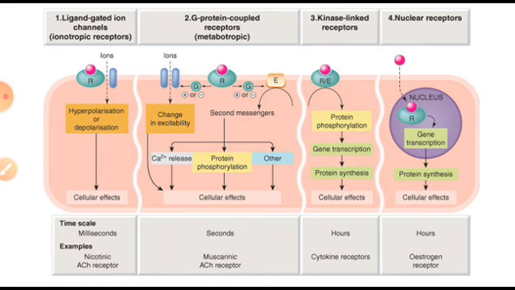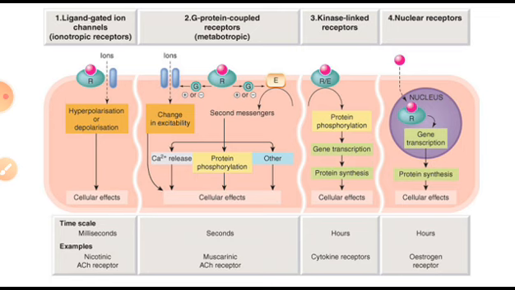In the second category, an extra part is added, that is the second messenger system, right? In the first case, the ligand gated ion channel, no second messenger is needed, but in the G protein coupled receptor one second messenger is needed. When it gets activated, it further activates or phosphorylates other proteins, and then various cellular effects are produced. The time needed is seconds, and examples are muscarinic ACh receptors.